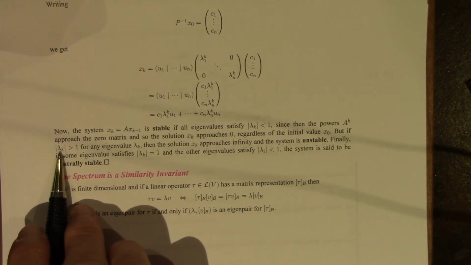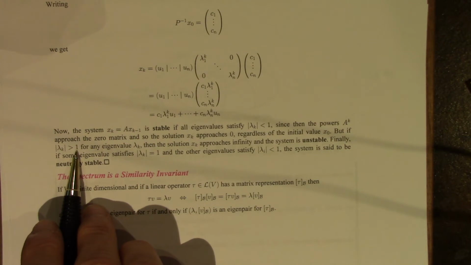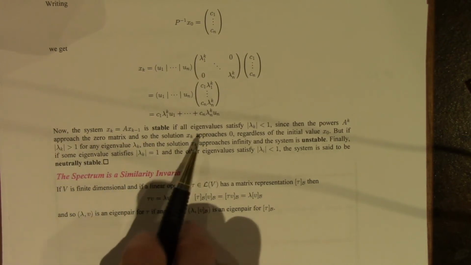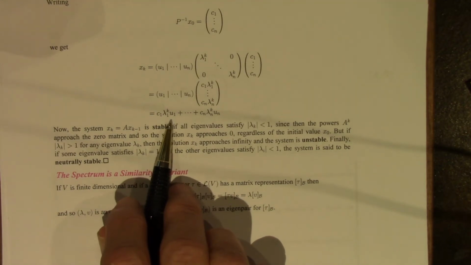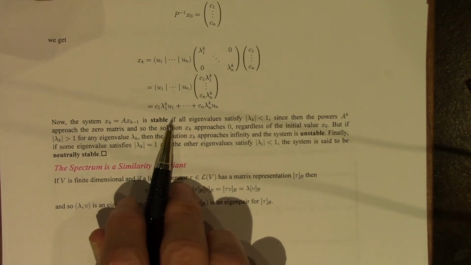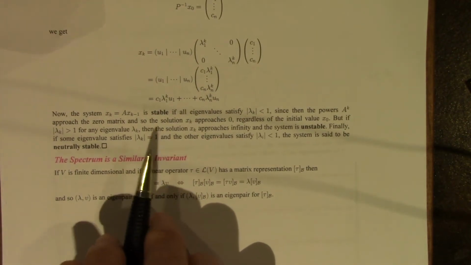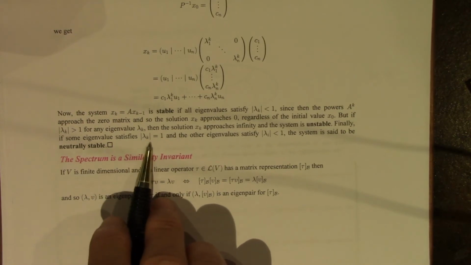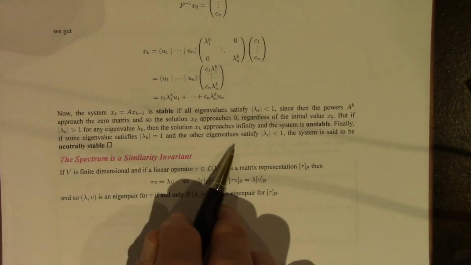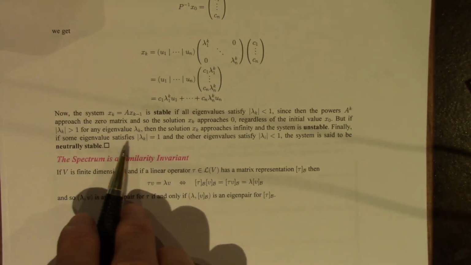But if any eigenvalue has norm bigger than 1, then the state of the system approaches infinity. This system is unstable. And finally, if some eigenvalue has norm equal to 1, but the other eigenvalues have norm less than 1, the system is said to be neutrally stable.